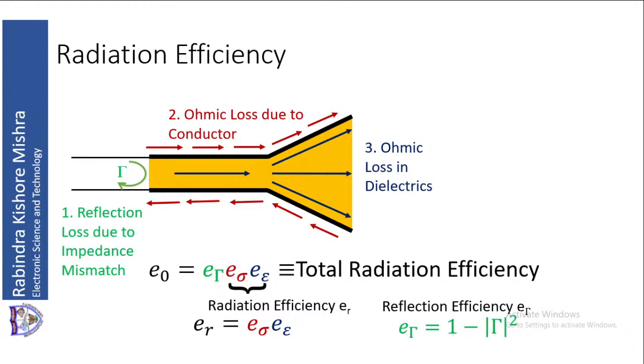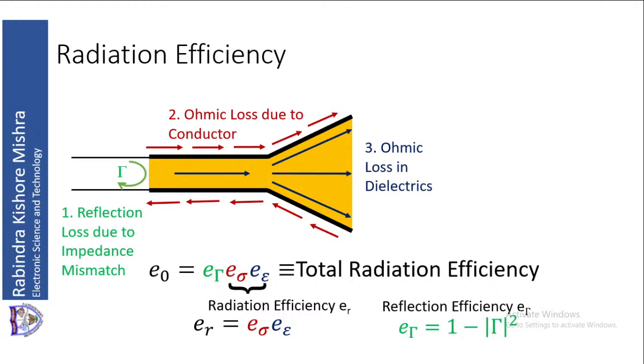Then the antenna is conductor in nature. Therefore, on the conductor, there will be ohmic losses. When power is given to the conductor, there will be ohmic losses, and they will be dissipated as heat. So ohmic losses in the conductor is the second type of loss in the antenna structure.